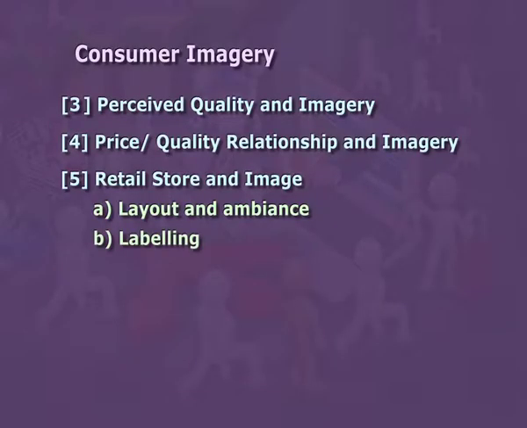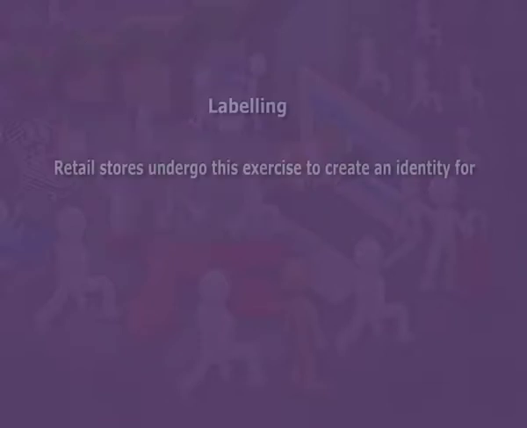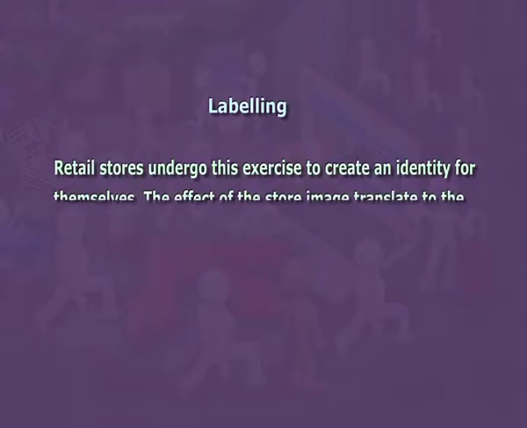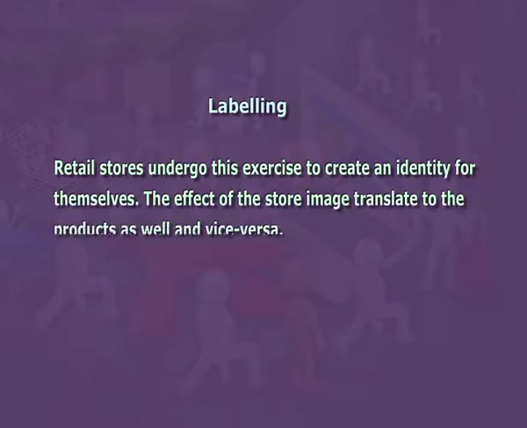The next point, that is the B point, is labeling. Retail stores undergo this exercise to create an identity for themselves. The effect of the store image translates to the products as well and vice versa. Consumers relate the well-known retail name with the assortment that it carries. They perceive high quality and value in goods that bear a well-known retail name. Retail stores go in for putting their own labels on creations of others.